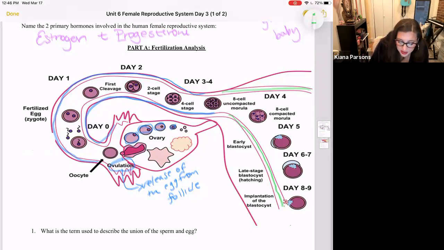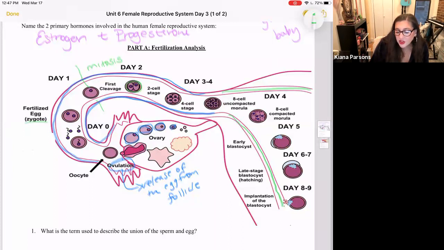Then we have the first cleavage. So again, the name for the fertilized egg is the zygote. Then the first cleavage, this is now cell division. So after this point, this is mitosis. And this is very early on in conception, right after the fertilization occurs. Day 1, the egg is fertilized. Day 2, we have the first division, the first cleavage. And then you can see there are 2 cells in there, 2-stage cell, 4 cells in there, 4-stage cell.